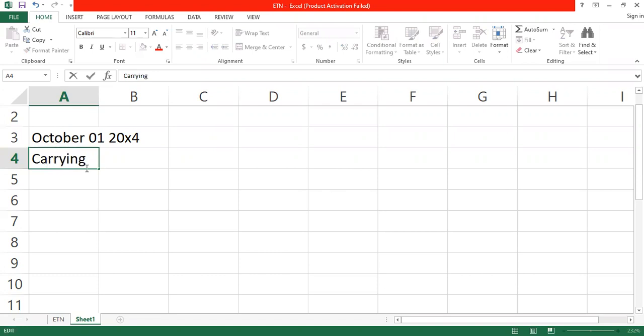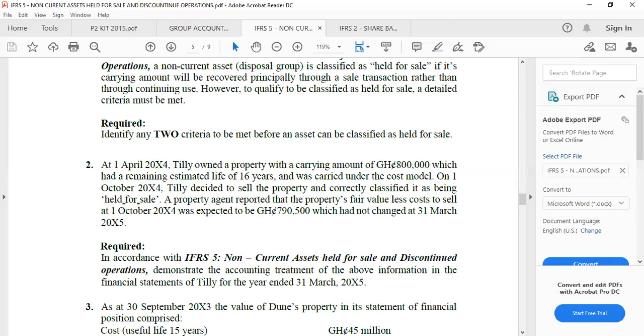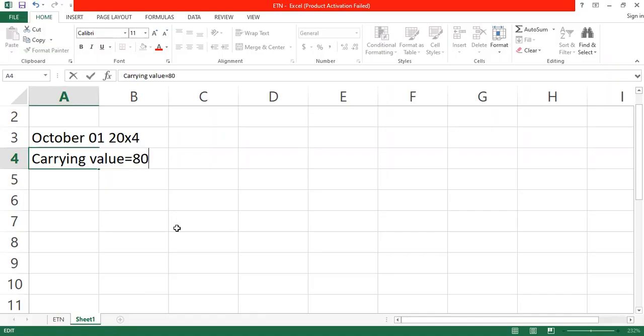The carrying value will be the amount at the beginning. What is the amount at the beginning? 800,000. 800,000 minus the 6 month depreciation. Am I correct? Yeah. Okay. Depreciation should be for 5 months. Is it 5 months? No. April to October: April is 1 month, it doesn't include October. But April is 1 month.